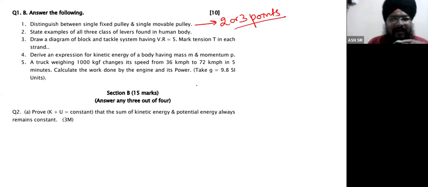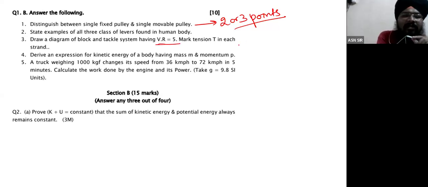If you follow the text given to you, in case of class 1 levers, it will be nodding of the head. In case of class 2, it will be the weight of the body on the toes. And for class 3, you can take the forearm. If there is some load in your arm, the forearm can act as a class 3 lever. So 1 example in each case. Draw a diagram of a block and tackle system having velocity ratio of 5, VR is 5, and mark the tension in each strand.